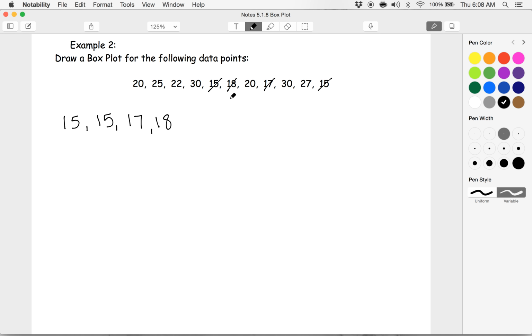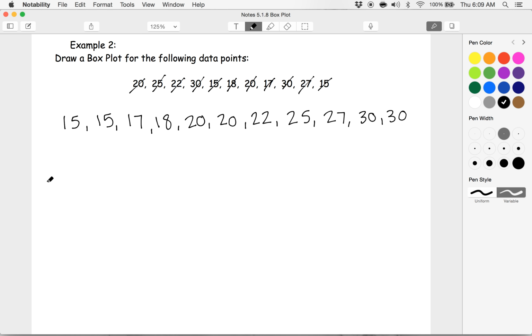18, 20, 20, 22, let's see, 25, 27, and 30, 30, 30, 30.